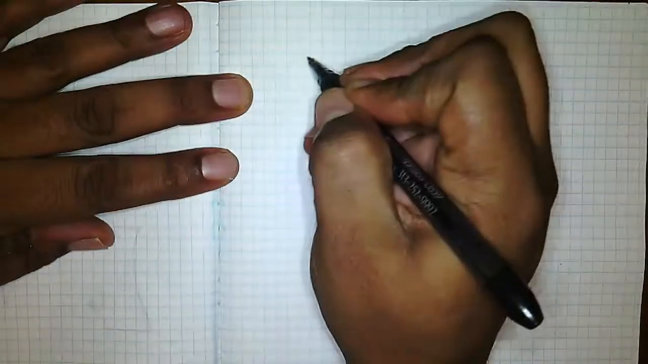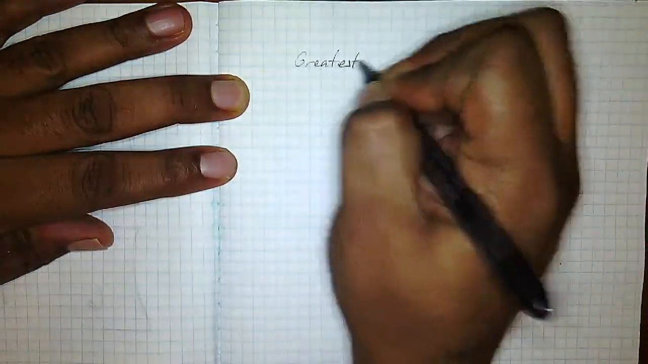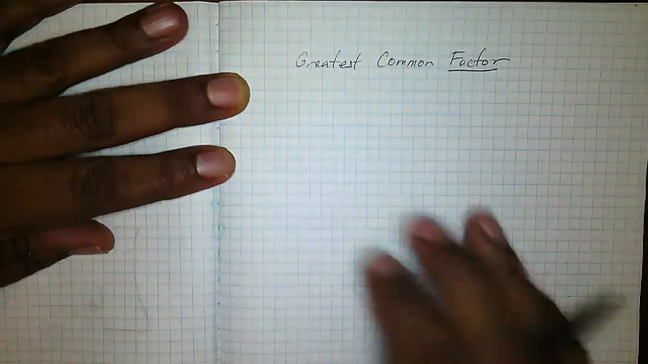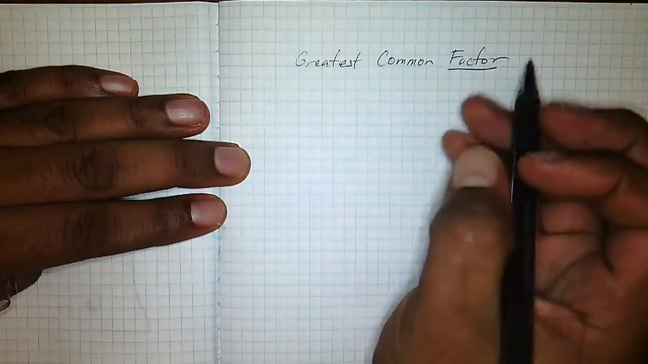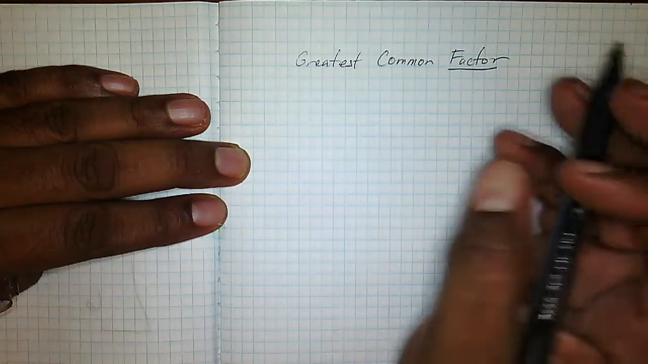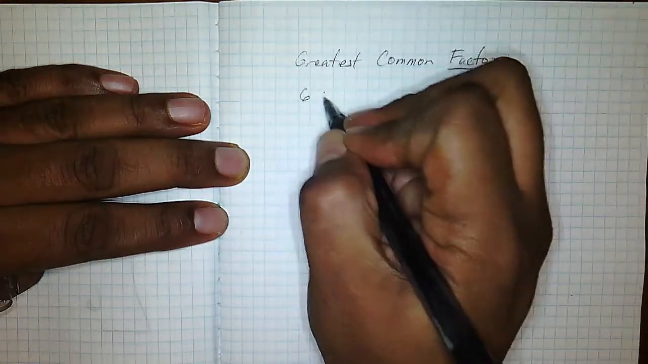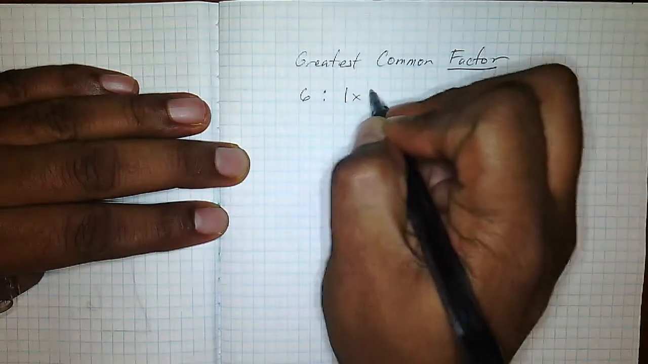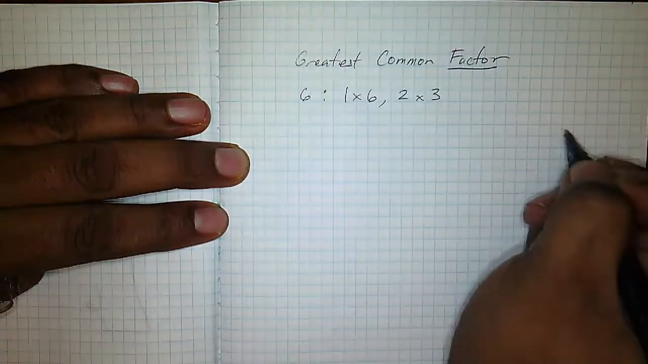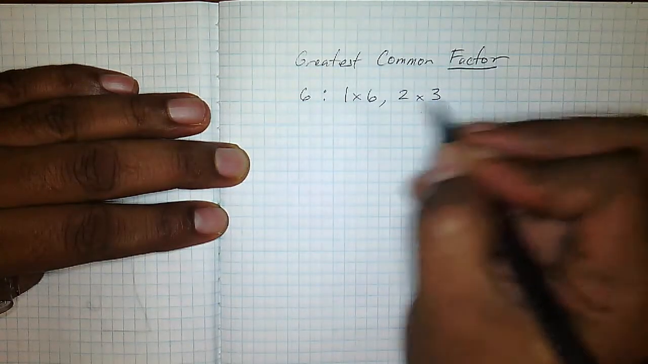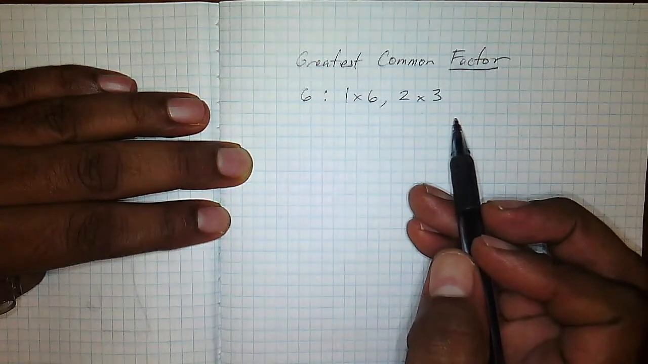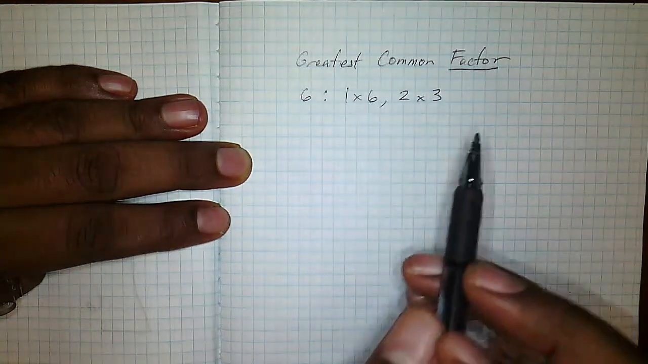For today, we're going to talk about the greatest common factor. Now, a factor is a number that you could multiply another number by to get the number in question. For example, 6. All the different factors of 6: you can multiply 1 times 6, right? Or you can multiply 2 times 3, right? Or you can multiply 3 times 2, but we already have that, so we stop here. So these are the different factors of 6. You got 1, 6, 2, and 3.